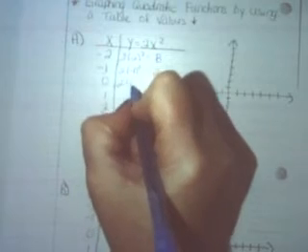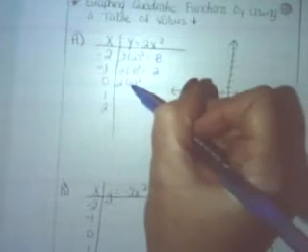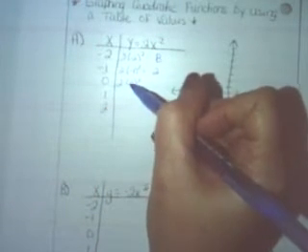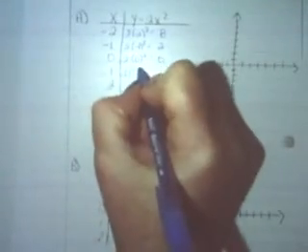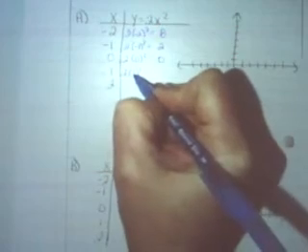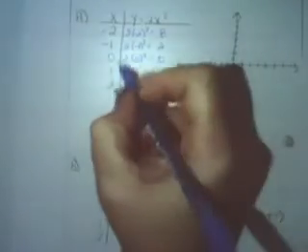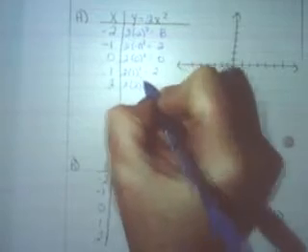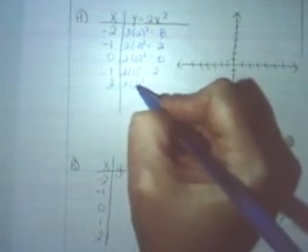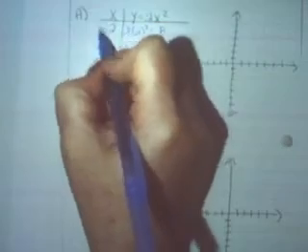And then I will have 2 times 0 squared. 0 times 0 is 0. 0 times 2 is 0. And then 2 times 1 squared. 1 times 1 is 1. 1 times 2 is 2. And then 2 times 2 squared. 2 times 2 is 4. 4 times 2 gives me 8. So, here's your ordered pairs.